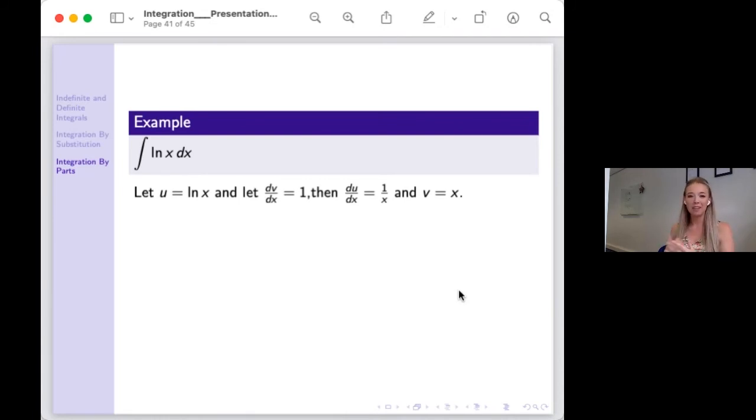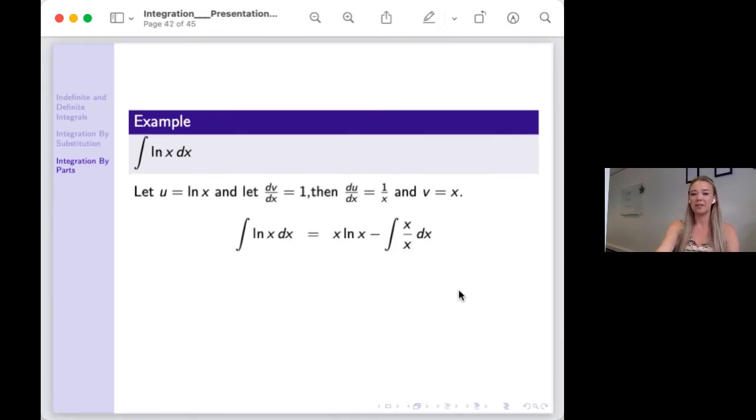And then we can put it all into the formula, that formula from before, with u times v, u being ln x, times v, which is now just x. I just put that at the front, minus the integral of v times du by dx. So v is x, and du by dx is 1 over x, which makes it much nicer.